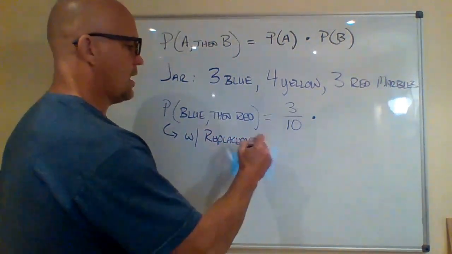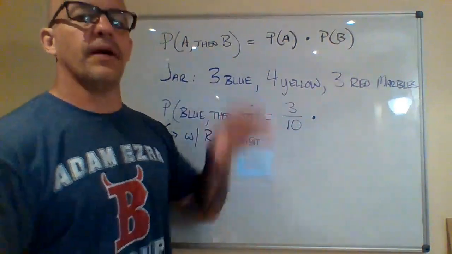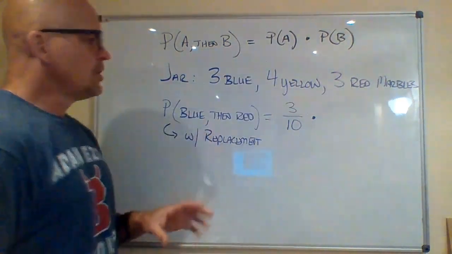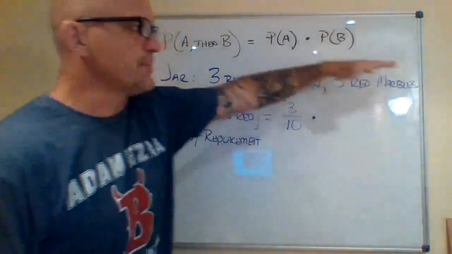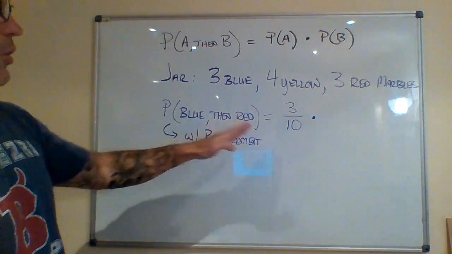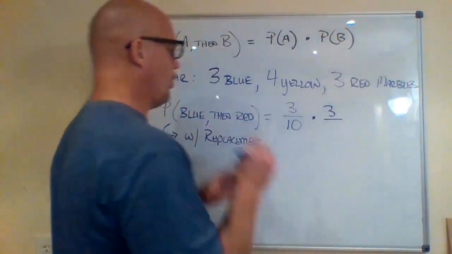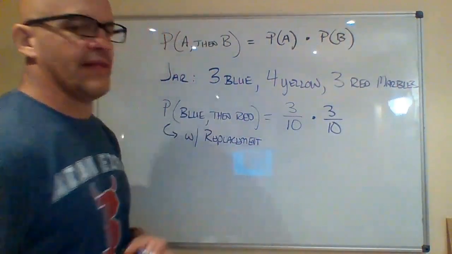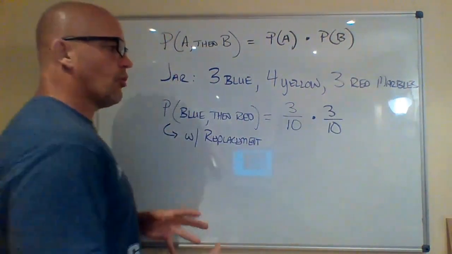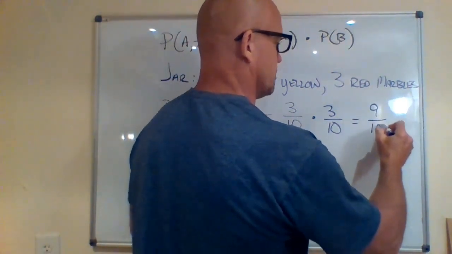Meaning, I pull that blue marble out, I put it back in the jar, shake it up, and then I reach back in and grab another one. So if I go back in for the red, my jar is the same as what I started with. So when I go for red, I know that there's also 3 total favorable out of 10 overall marbles in that bag. So my overall probability is 9 out of 100.